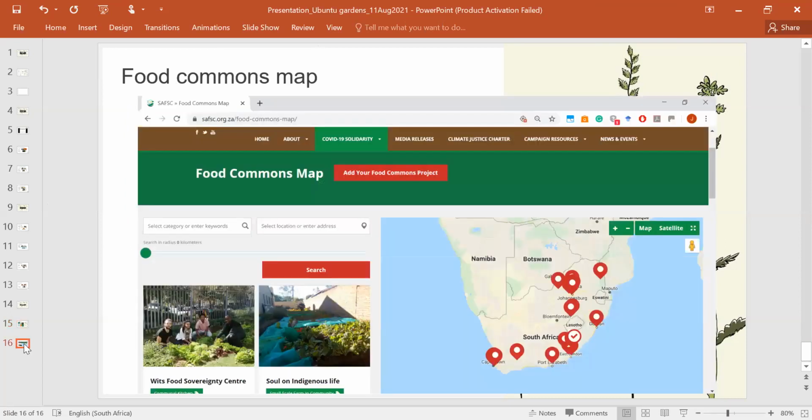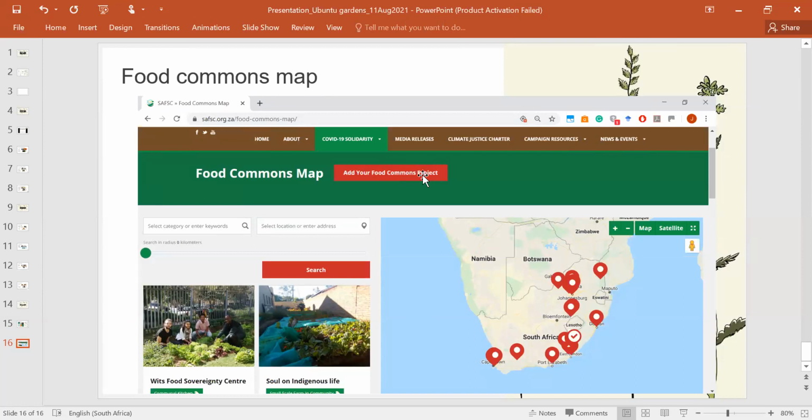And then finally, just to mention the Food Commons map, which we've also touched on, and we have shared the link in the chat. We really want to encourage you, if you have a garden, or if you set up a garden, please link your Food Commons project on this map. It's on the SAFSC website, and it's easy to add your Food Commons. You just go there and click on add your Food Commons project. You put in your details, you put in a picture, you locate yourself on the map, and then we will be able to be in touch with you, but also to see what amazing examples there are out there.